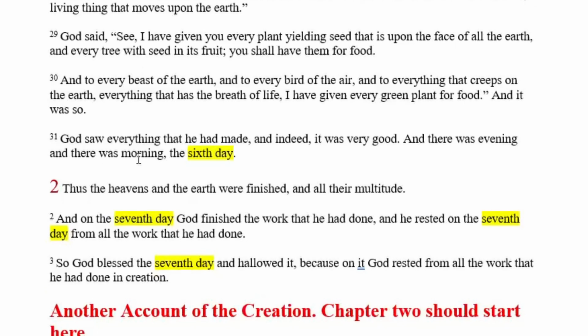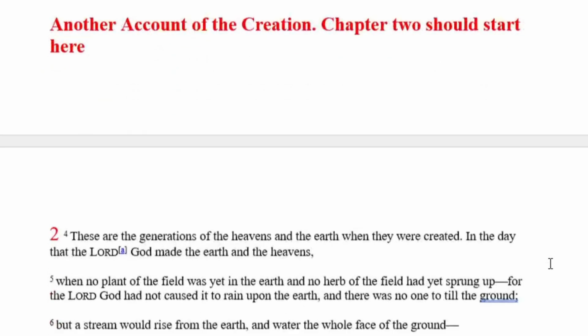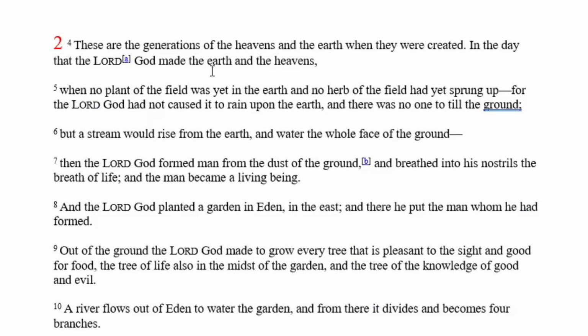If you go through here, this is where that 7 said 3 times is. And on the 7th day, God finished the work that he had done, and he rested on the 7th day from all the work that he had done. So God blessed the 7th day and hallowed it, because on it God rested from all the work that he had done in creation. 2. These are the generations of the heavens and the earth when they were created, in the day that the Lord God made the heavens and the earth.